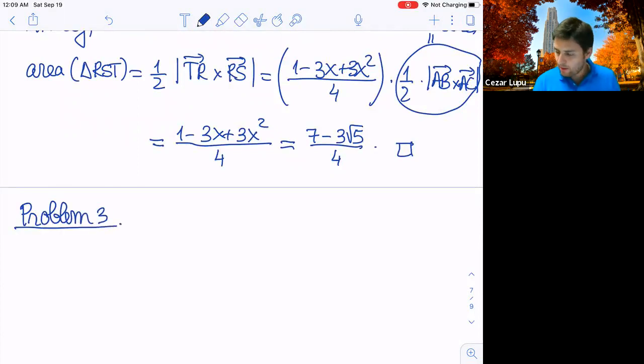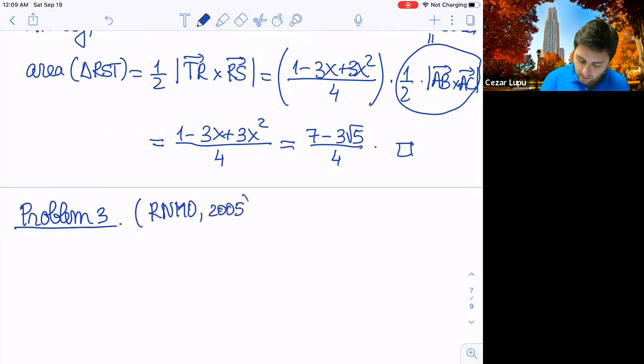This was not a Putnam problem, but it was similar to a Putnam problem given last year. This was a Romanian National Math Olympiad, I think, in 2005. Anyway, it's a pretty standard problem, which says the following.